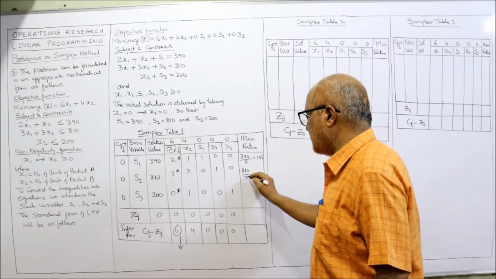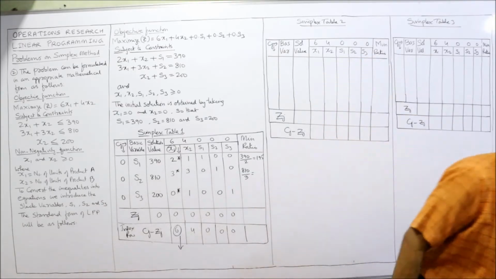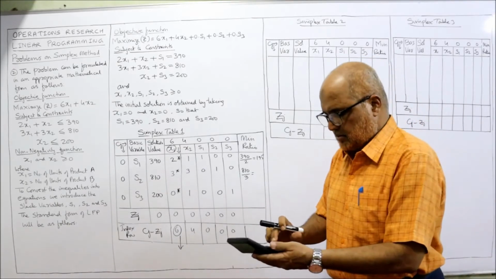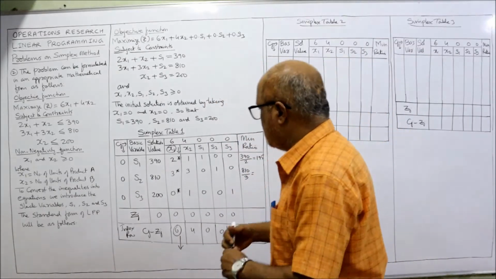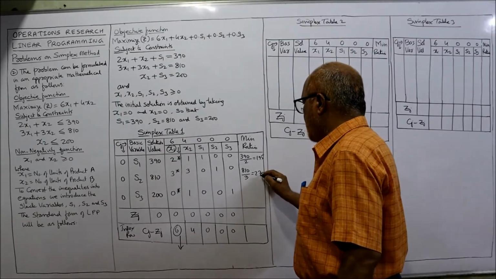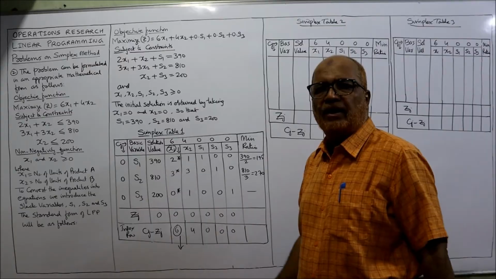810 divided by 3. It is 270, yes, it is 270. And lastly, 200 divided by 0 is undefined.